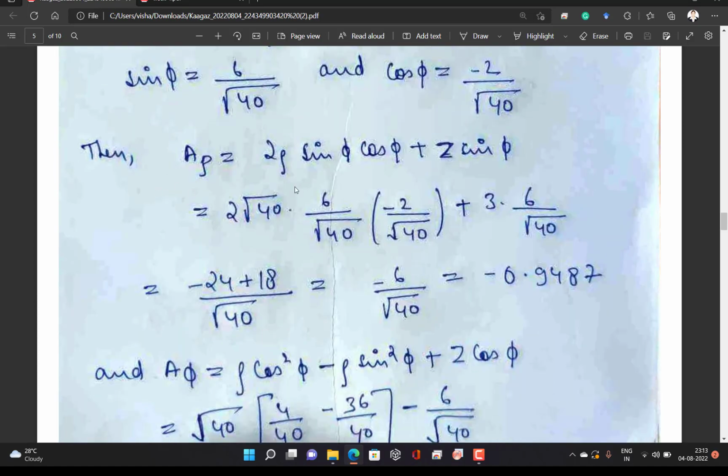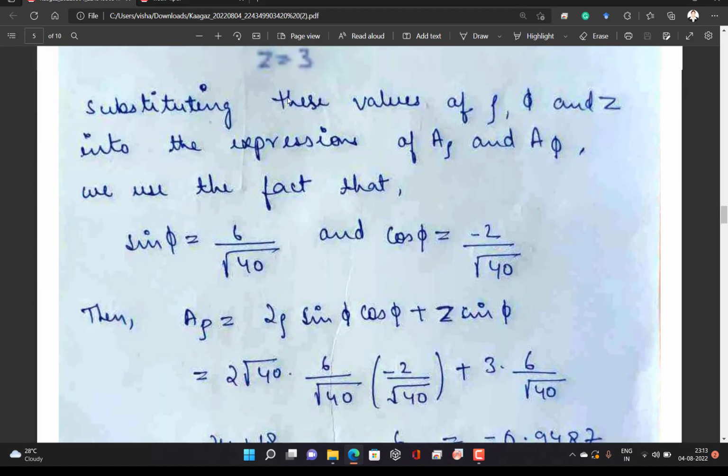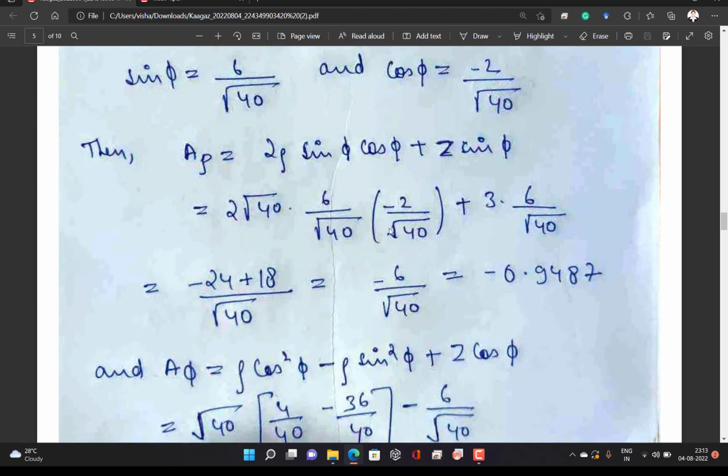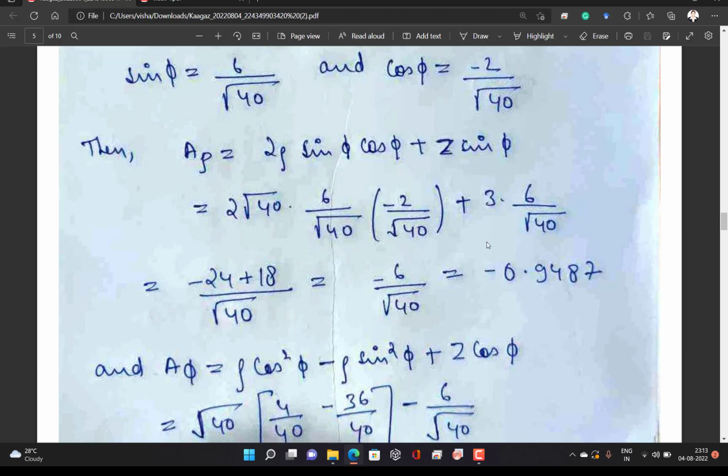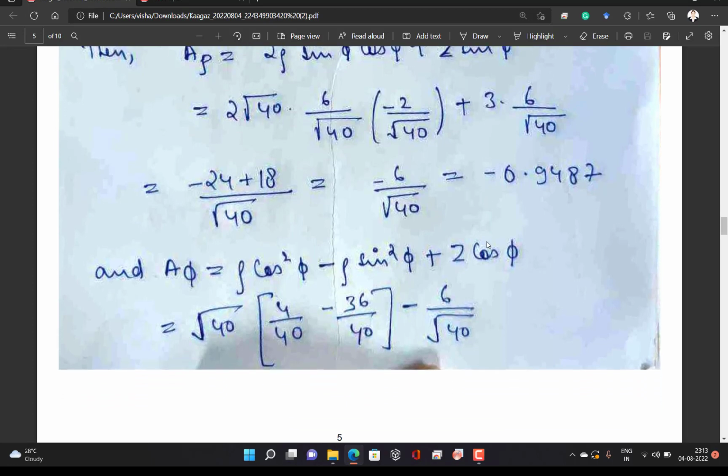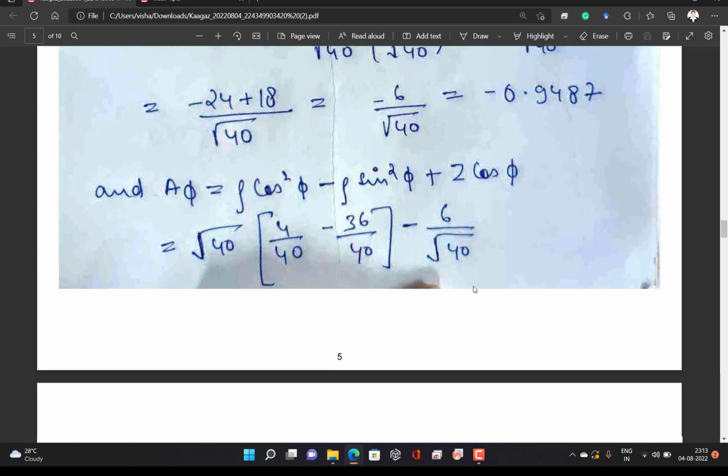Then A rho will be, now put all these values. We have found the value of rho, sin phi and cos phi. Let's put all these values and we got A rho equal to minus 0.9487.